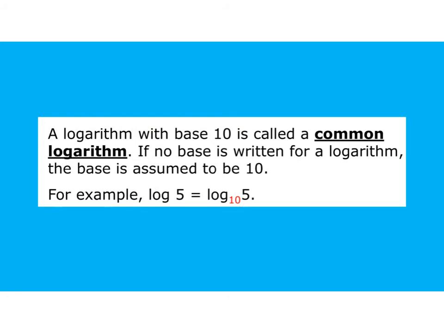So a logarithm with base 10 is called a common logarithm. If no base is written for a logarithm, the base is assumed to be 10. For example, log of 5 is equal to log base 10 of 5. So if there's no base here, then we just assume that that base is 10. This is important because in your calculator, depends on what calculator you have, but most calculators will only do log base 10. They only do common logarithms in the calculator. So calculators only do these.